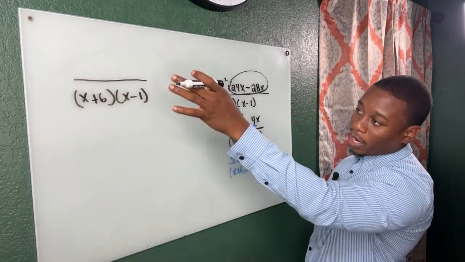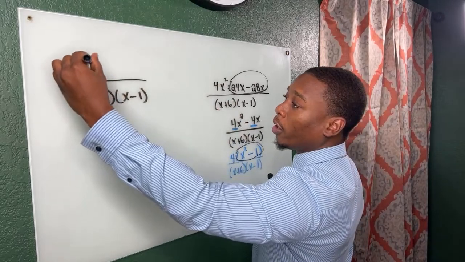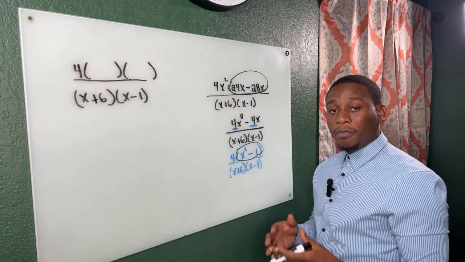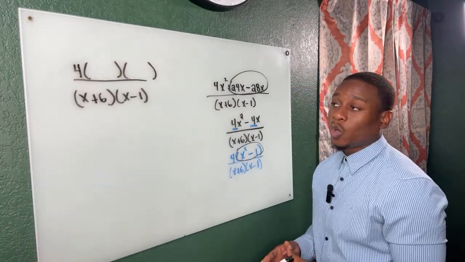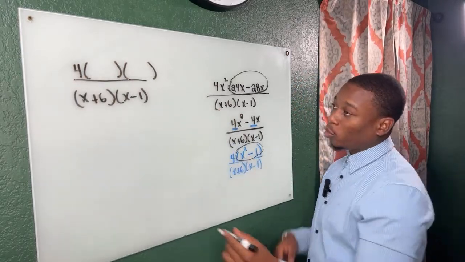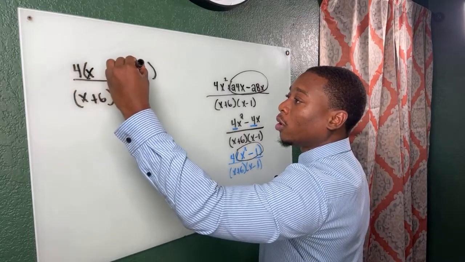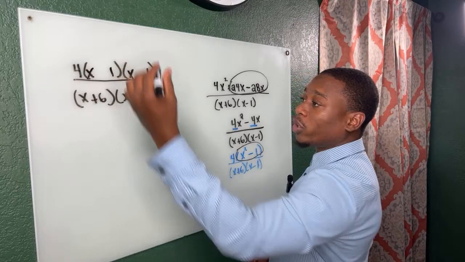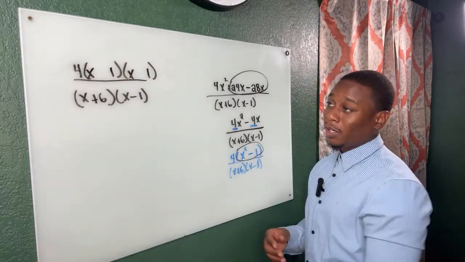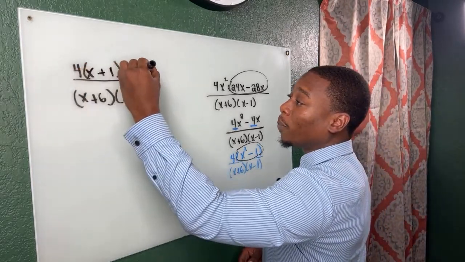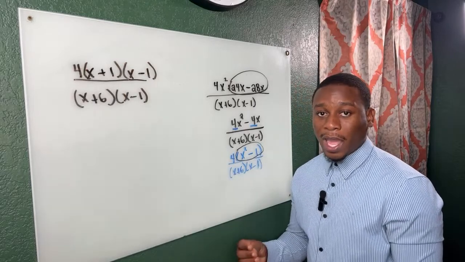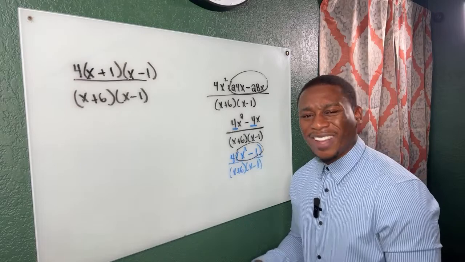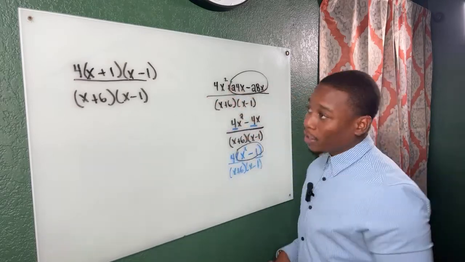Now, when we are in the top, we have 4. And when we have the difference of squares, we know it's going to be the same factor with opposite signs. So we just take the square root of x squared, which is x, the square root of 1, which is 1, and then we're just going to flip the signs, meaning one is positive, one is negative. This is what happens with the difference of squares. Also have videos on that if you want to check it out. But let's get back to the problem.